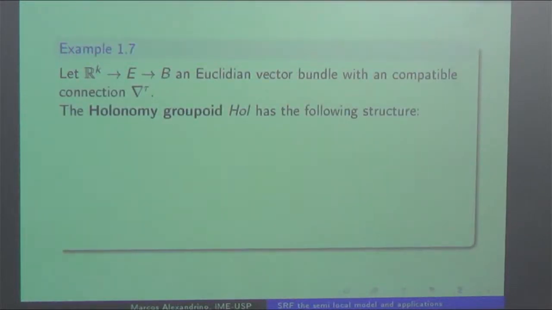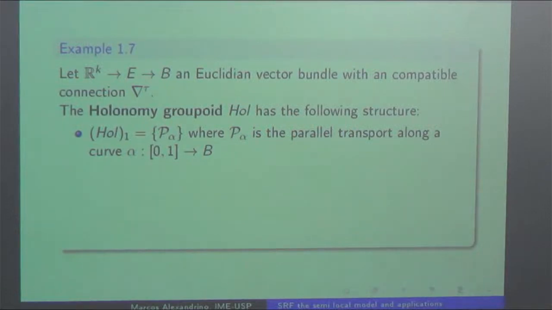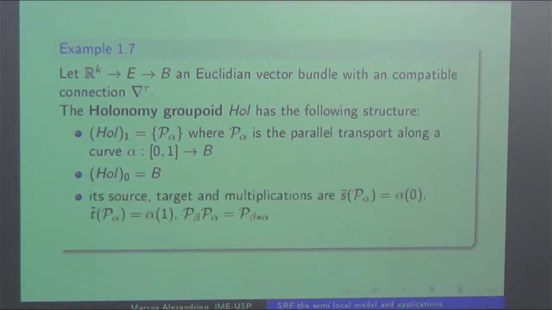Another example that we should have in mind about groupoids is the holonomy groupoid. So now we start with a Euclidean vector bundle, again with a compatible connection. And the arrows now are those maps, those parallel transports along the curves. The object set is just B. Source and target and multiplications are the most natural things. Source is the beginning of the curve. Target is the end of the curve. And you can compose parallel transport when this makes sense. And that is the identity, that is the inverse.